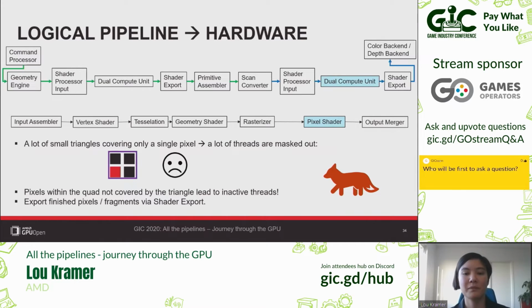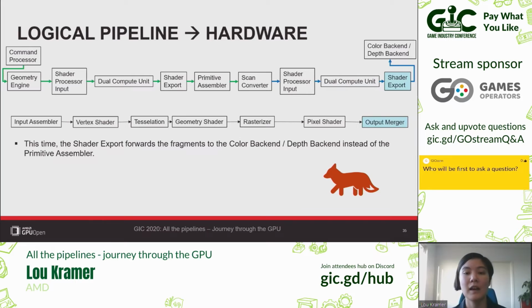And this is, you're basically just wasting GPU resources. So what you want is basically large enough triangles to make the best use of the GPU as possible. And if you have a lot of small triangles, then you will end up just using 1/4 of the capacity the GPU can operate on.